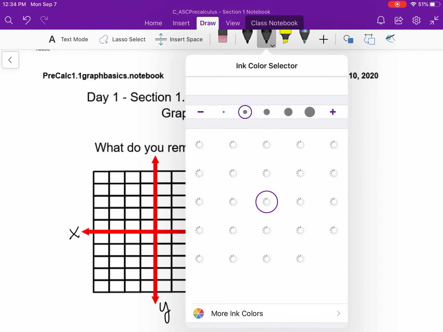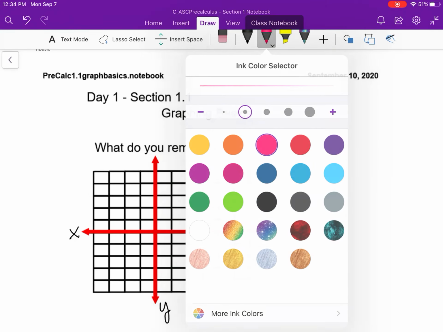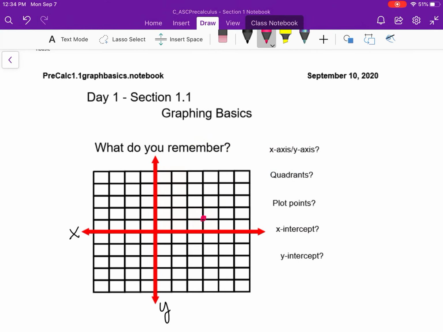Okay, if I change colors here, because I can on the iPad, if I have this point right here, you're saying, okay, what point is that? That's the point 1, 2, 3, and then 1. So that's the point (3, 1).